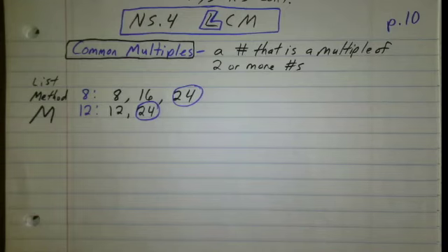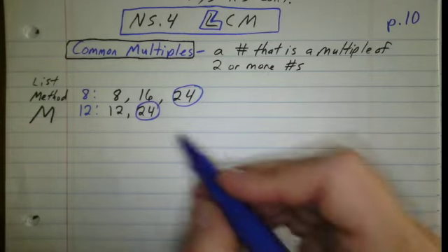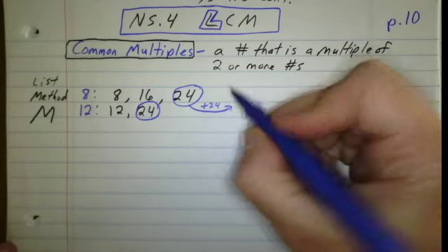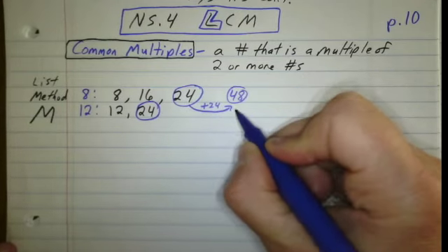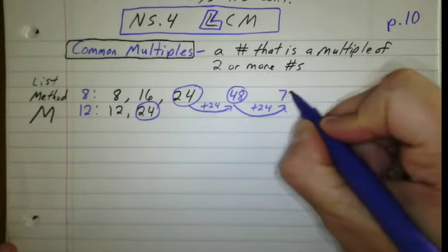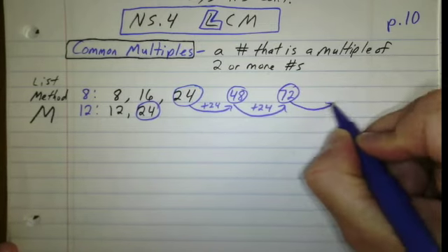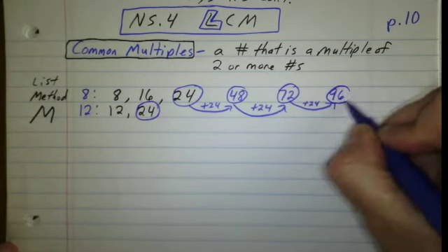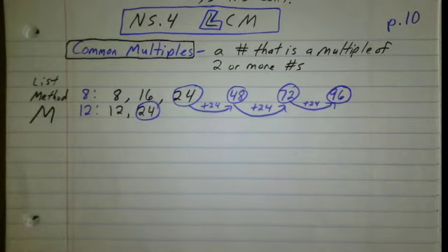What's kind of cool is the next common multiple that they have in common is 24 more than that. So if I add 24 more to this, the next one they have in common is 48. And then if I add 24 more to that, the next one they have in common is 72. And if I add 24 more than that, the next one they have in common is 96. So I call this the list method.